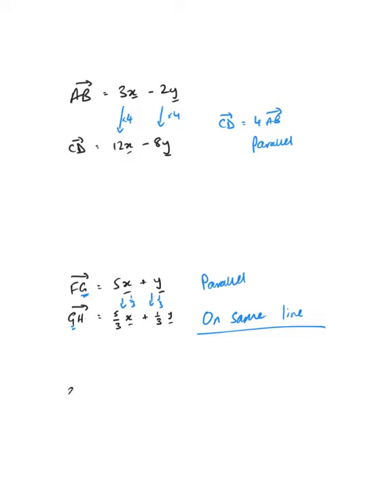But if I had something like this, 3x plus y and minus 6x plus 2y, they're not parallel, because the multiplier there is minus 2 and the multiplier there is 2. So let's look at a couple of questions.